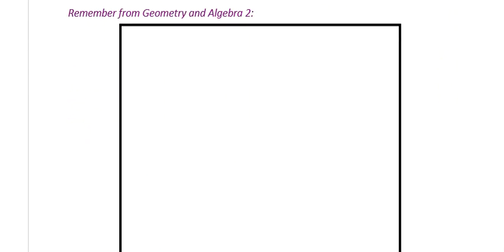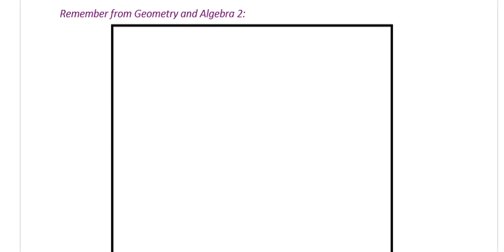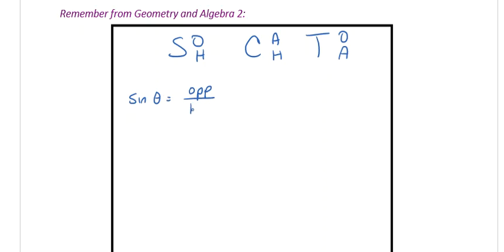So from geometry in Algebra 2, we know sine and cosine as SOHCAHTOA. All right, where sine of theta is opposite over hypotenuse, cosine of theta is adjacent over hypotenuse, and tangent of theta is opposite over adjacent.